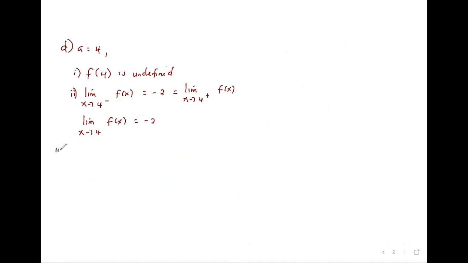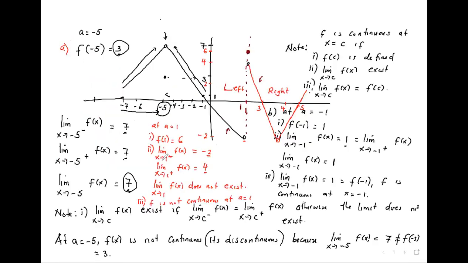But unfortunately, f is not continuous. So f is discontinuous at a equals 4 because f of 4 is undefined. Remember, it must be defined, the limit must exist, and they must be equal. So now, one has failed, so we can't even compare if they are equal.